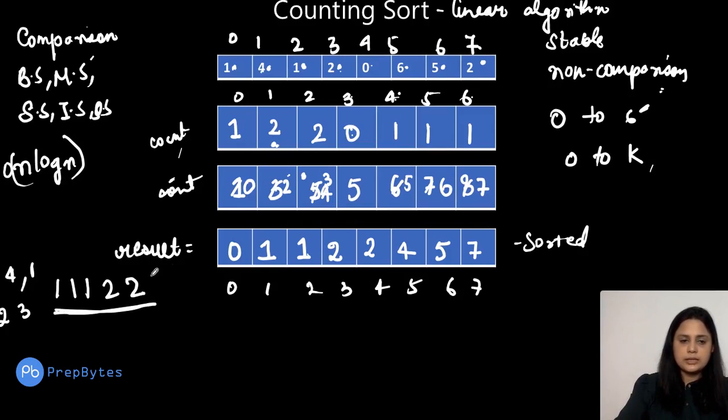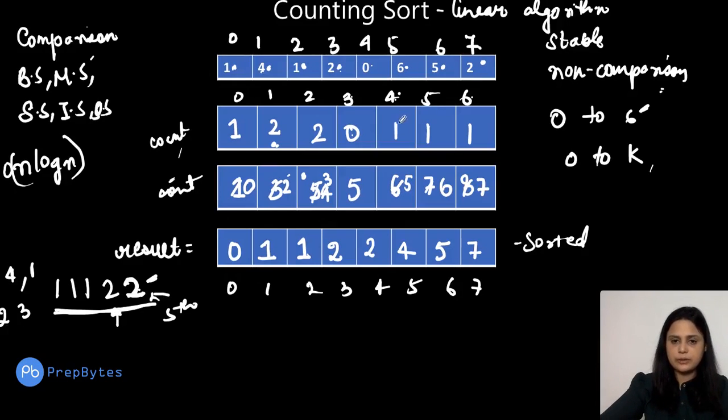Now let's say this is the 2. Since we are coming from the right, we ensure that we place this particular 2 first. This particular 2 is supposed to go to the 5th position, right? There are 5 elements less than or equal to 2. So I'll put this 2 at the 5th place. Then when I get my next 2, I'll place it at the 4th place. So this way we are ensuring the stability of the algorithm.